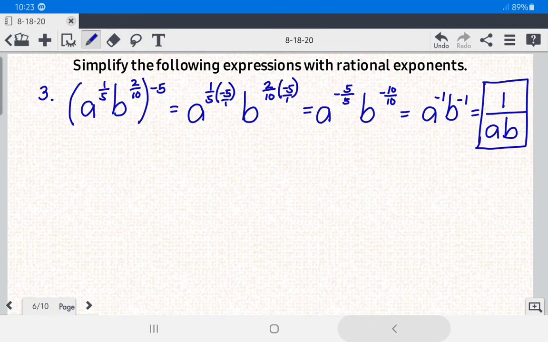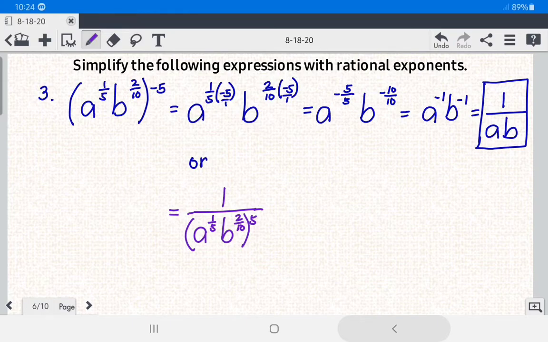And then, another solution is that, since the exponent is negative, you're going to automatically write 1 as the numerator. And then we have here a raised to 1/5, b raised to 2 over 10, then raised to positive 5. So, instead of negative, you're going to make it positive 5.